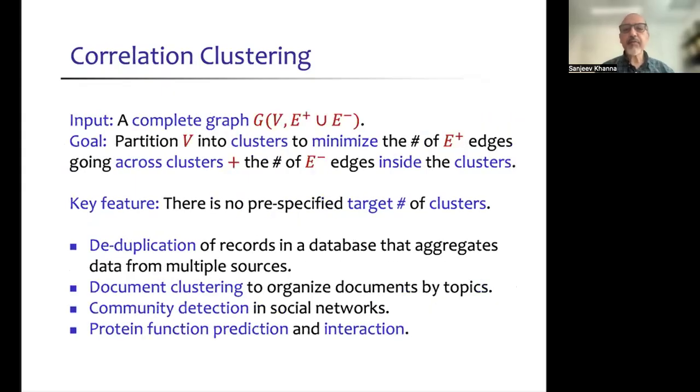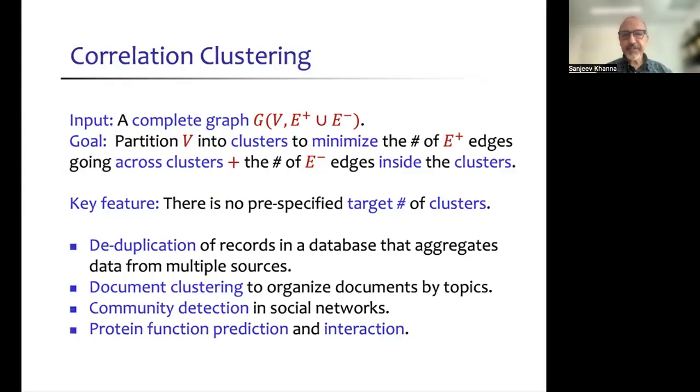So formally, in correlation clustering, we are given a complete graph where the edge set is partitioned into positive edges and negative edges. And the goal is to partition the vertex set of the graph into clusters so as to minimize the number of positive edges that go across the clusters, plus the number of negative edges that remain inside the clusters. So we seek to minimize the number of similar objects that are separated by the clustering, along with the number of dissimilar objects that get clustered together.